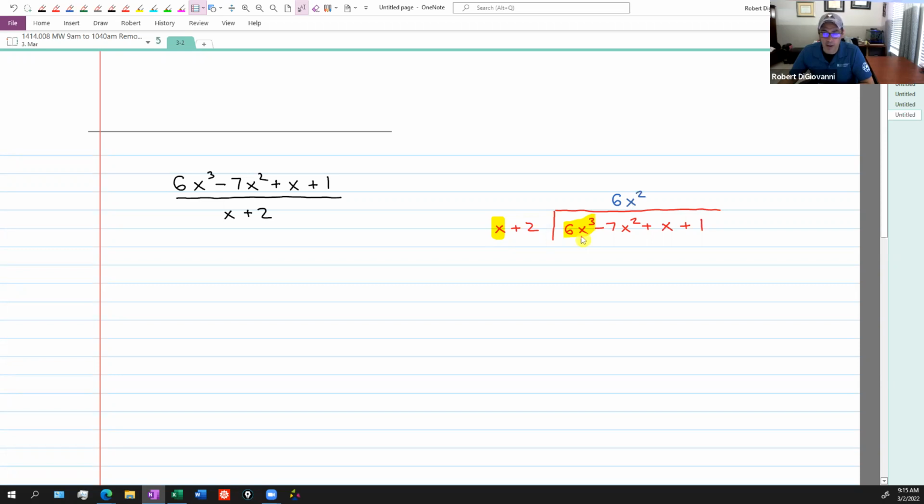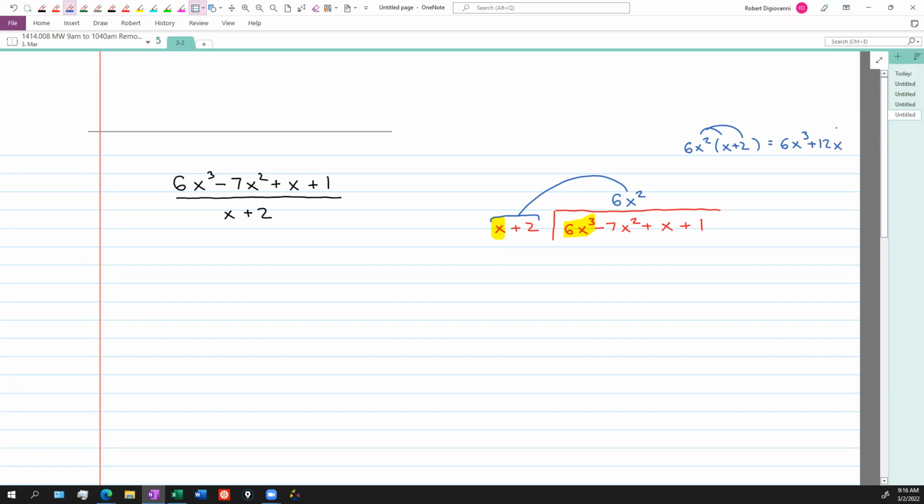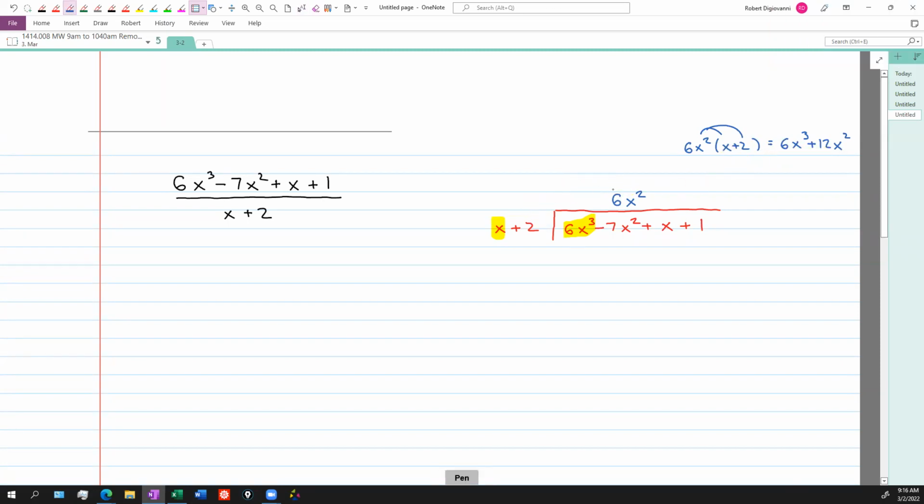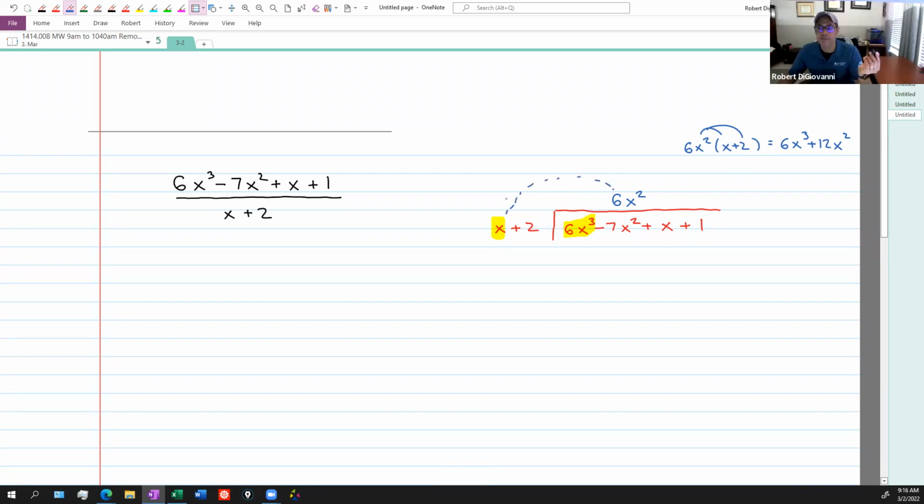And now we have to take this and multiply it times these two. Now you can write it off to the side if you need to. You can distribute it like that and get your 6x cubed plus 12x squared. Or if you don't need to write it down, you can just do it mentally. I'm going to take this times that. That's 6x cubed, put it underneath here. And then now this times this, and that gives me plus 12x squared.